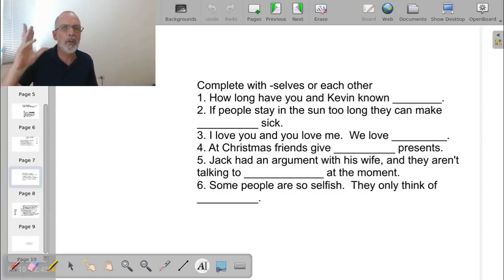Javier, the last one, all you need to know is that when you have bring with or take with, you don't use the reflexive pronoun. Bring some money with you. Bring some books with you. Take some money with you.